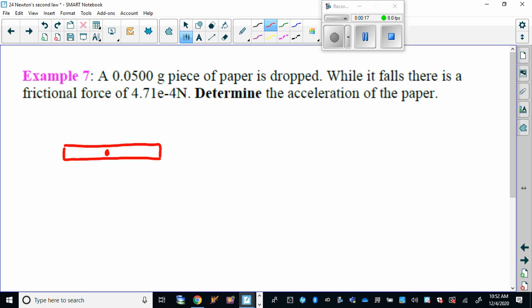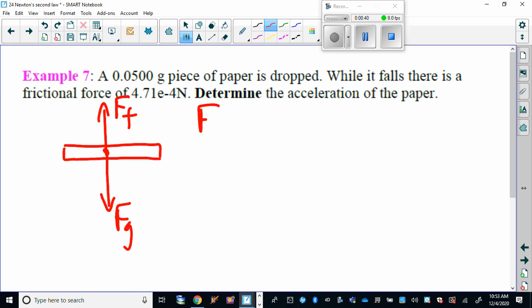It's got gravity pulling it down. And what's pushing it up? If nothing was pushing it up, then it would accelerate at 9.81 meters per second squared, and that would be the answer to the question. Air friction is pushing it up. So we are going to say F. F is the friction of the air that's pushing it up. Determine the acceleration of the paper.